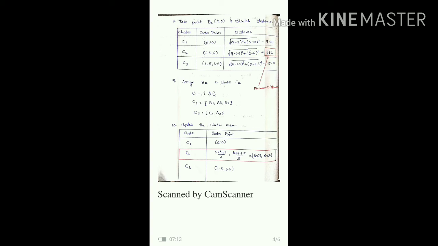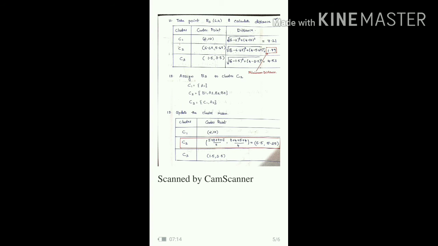Again we calculate the three Euclidean distances. From these three, the minimum value is 1.12, which gives the second cluster. So B2 is assigned to cluster 2. After assigning an object to a particular cluster, we recalculate the mean value. With the three objects, x points divided by 3 and y points divided by 3, the newest point is (6.67, 5.67).